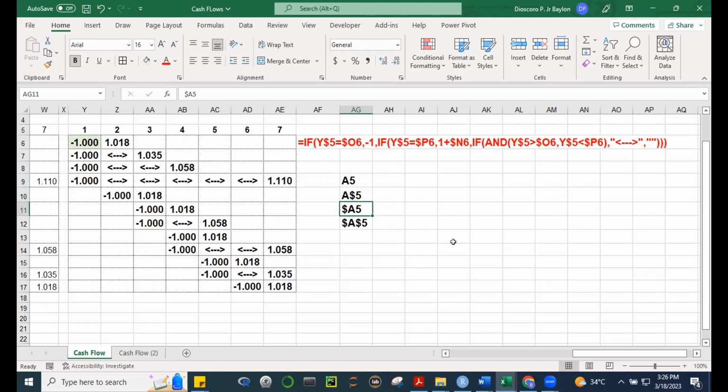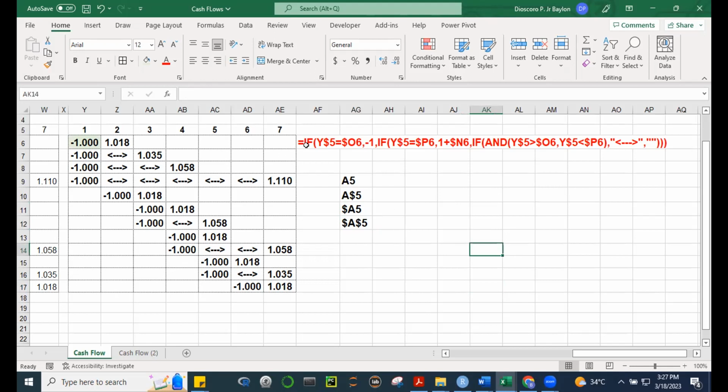On the other hand, this one, $A5, you're fixing $A means that it will not move out of column A. It can move to other rows, row 6, row 7, row 8, but it will not move from column A. On the other hand, this one, $5 means it's totally fixed.